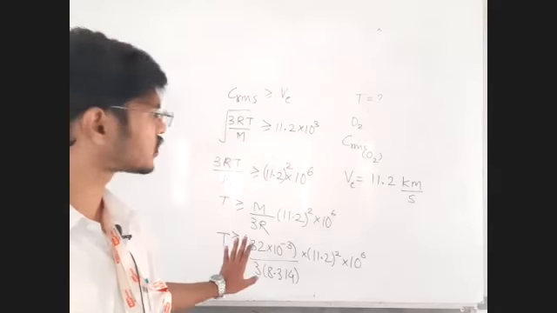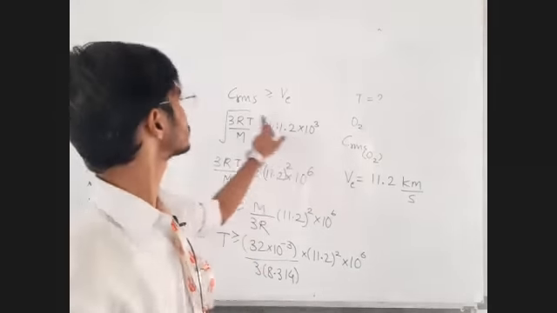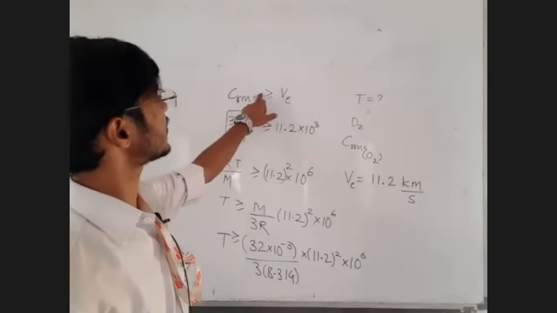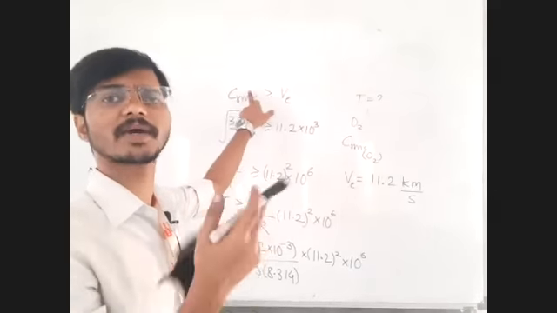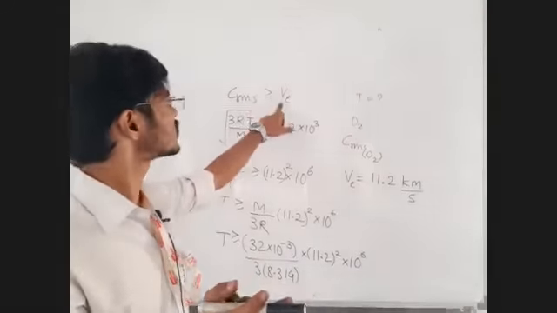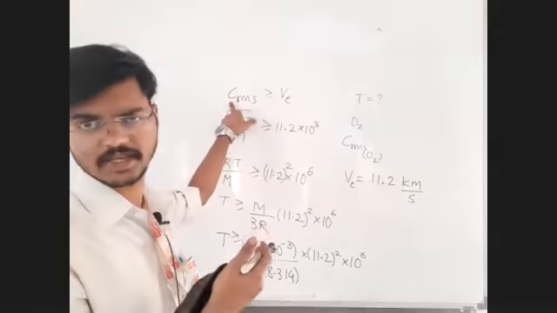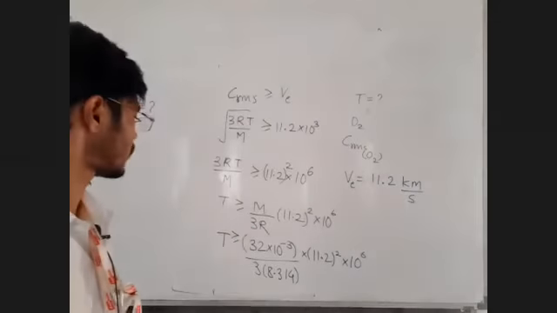Is this logic clear to all of you, that if the RMS velocity becomes equal to or greater than the escape speed, oxygen can escape? Oxygen will escape when its RMS velocity becomes equal to or greater than the escape velocity. Just find out that answer.